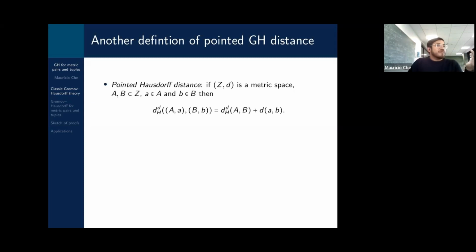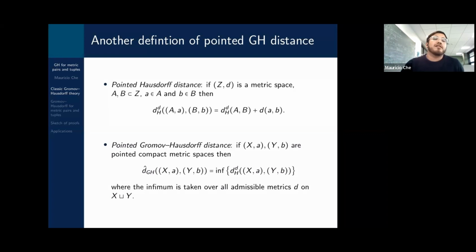Now, there could be different ways to try to define a distance or a notion of convergence of pointed spaces. And an alternative way to do that is by trying to define first a Hausdorff distance between pointed pairs contained in a given metric space. And we can do this in the sort of obvious way by defining the Hausdorff distance between such pointed spaces as the Hausdorff distance between the sets A and B plus the distance between the points.